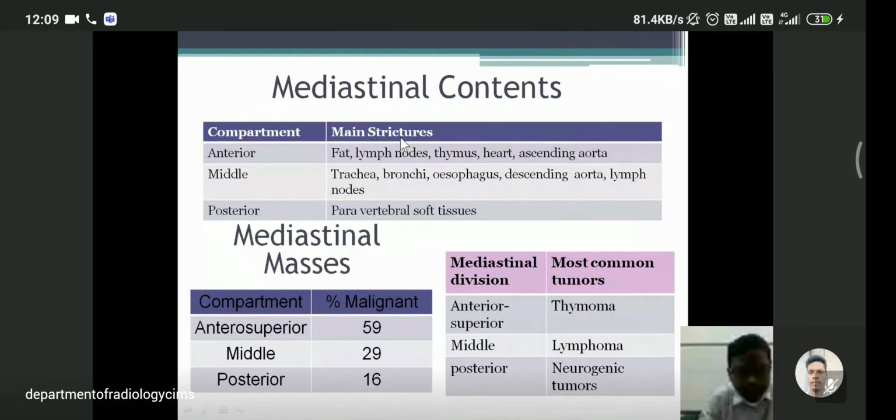There are certain contents in each mediastinal compartment. The anterior mediastinum contains fat, lymph nodes, the thymus gland, some part of the heart, and the ascending aorta. The middle mediastinum contains the trachea, bronchi, esophagus, descending aorta, and lymph nodes, and the posterior mediastinum contains the paravertebral soft tissue. The most common tumor in the anterior superior mediastinum is thymoma. In the middle mediastinum, it is lymphoma, and in the posterior, it is neurogenic tumors, which we'll discuss later.